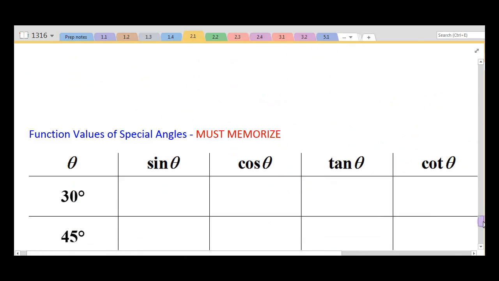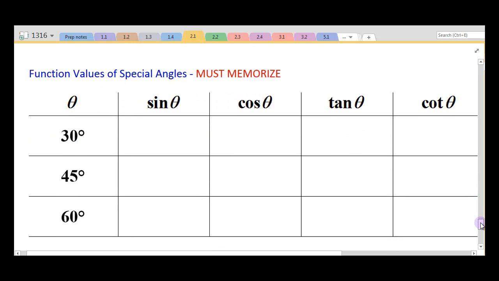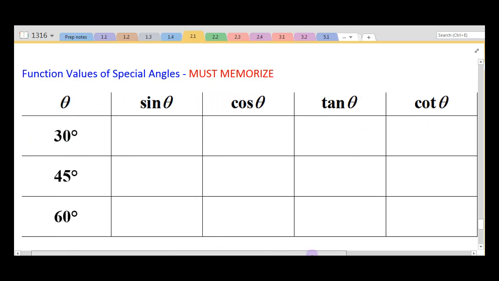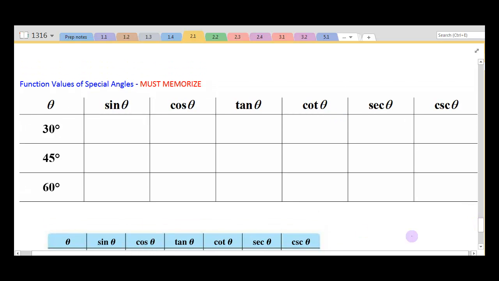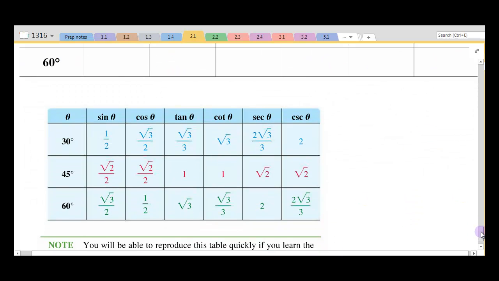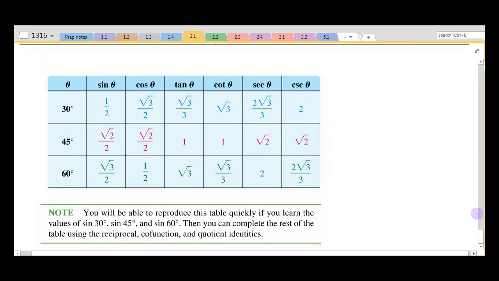Now down here I have a chart that has all 6, and let me make this smaller so you can see it. There is a chart that you would normally fill in. I encourage you to fill it in, but here I have it already done for you. These are 30, 45, and 60 degrees.